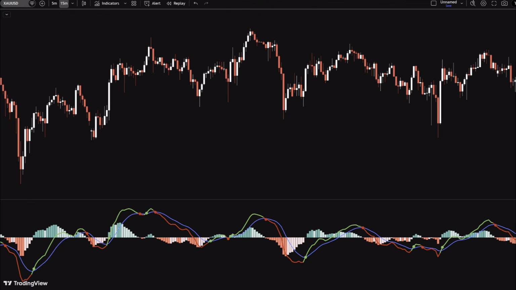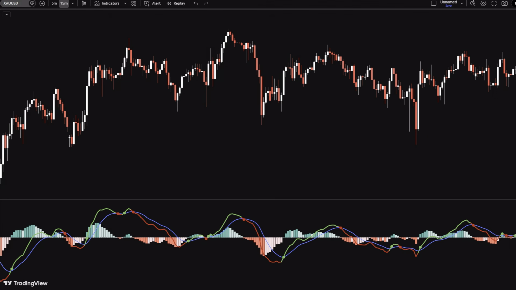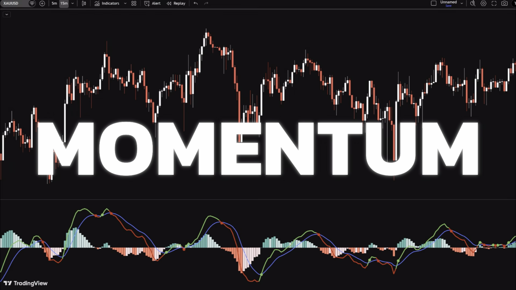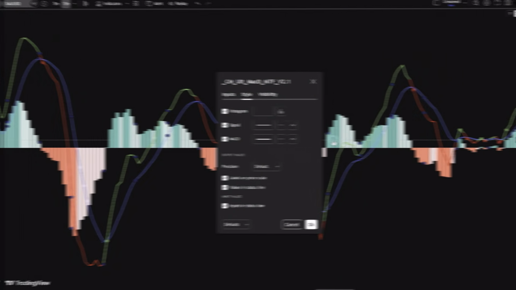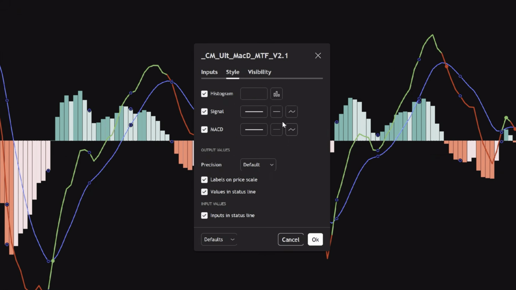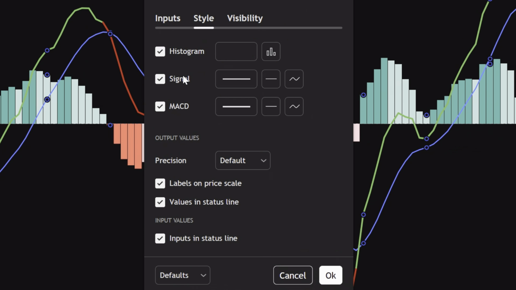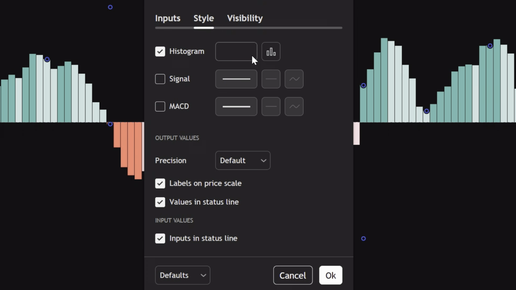We're not using this as a crossover signal. We're using it as a pure momentum confirmation tool. And to do that, we need very specific adjustments. Go into the Style tab first, disable everything except the histogram. No MACD line, no signal line, just the histogram. Clean chart, one visual statement.